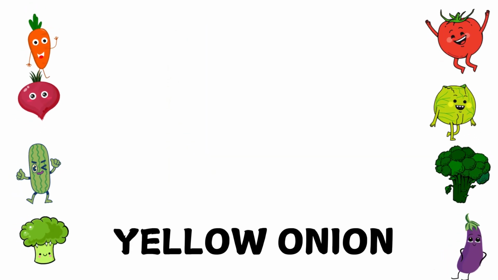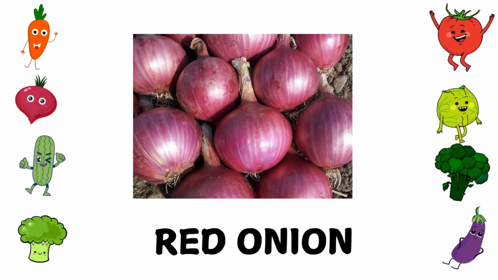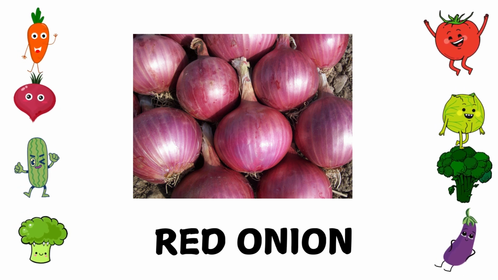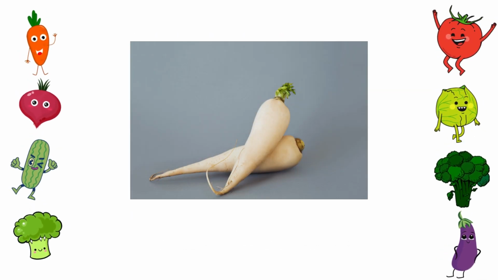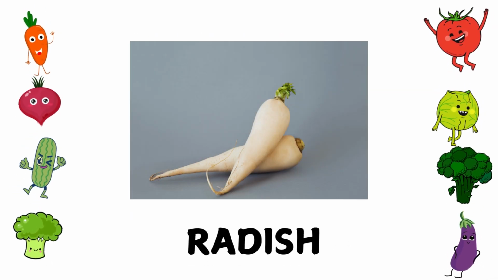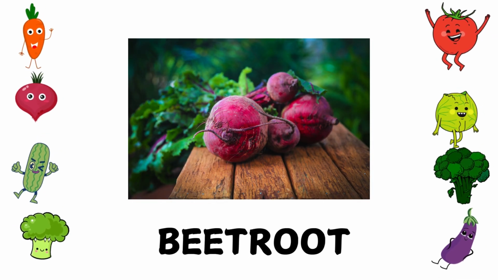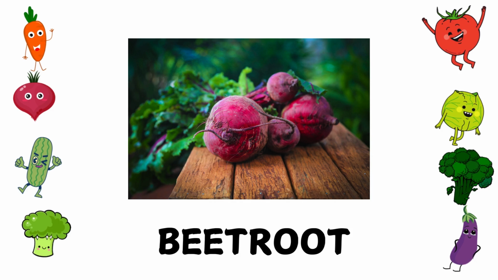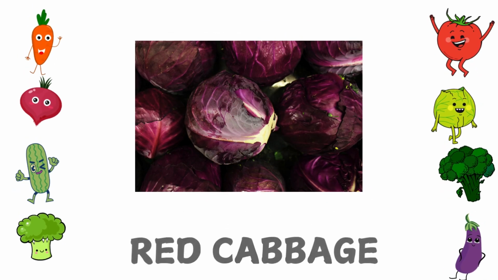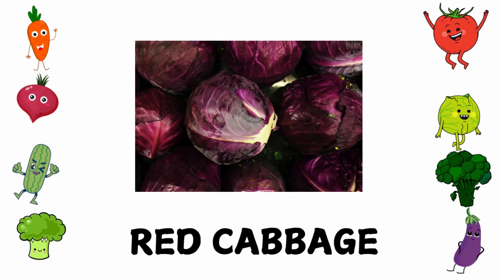Yellow onion. This is the red onion. Red onion. This is the radish. Radish. This is the beetroot. Beetroot. This is the red cabbage.